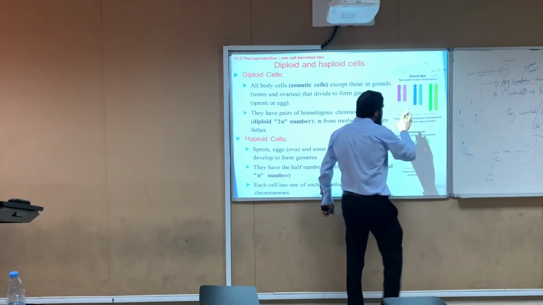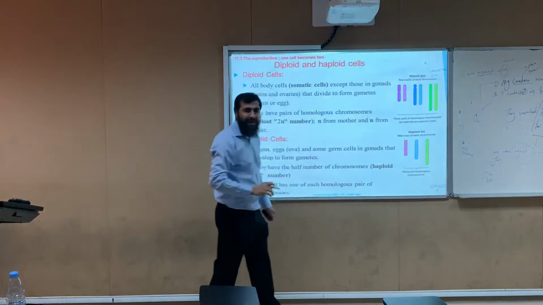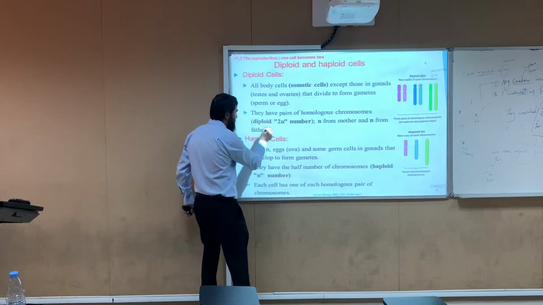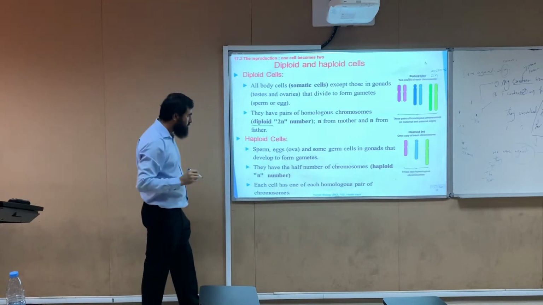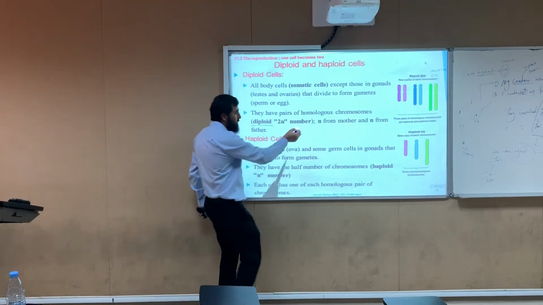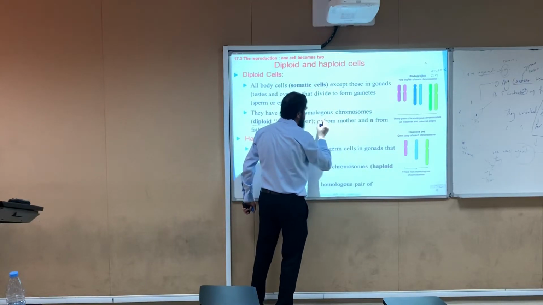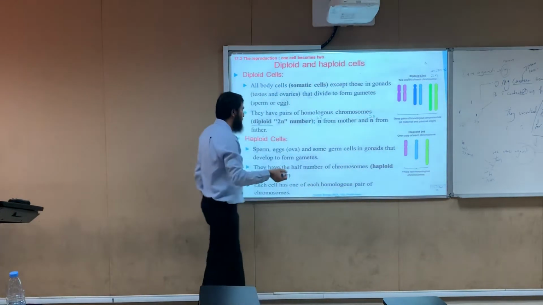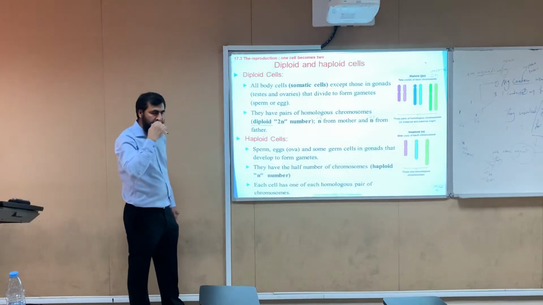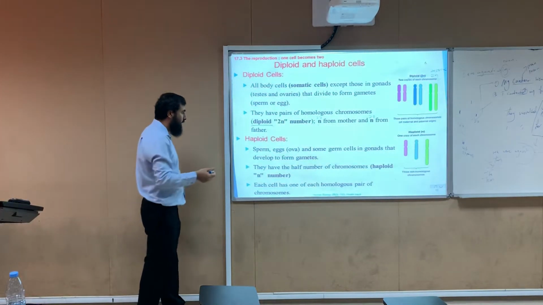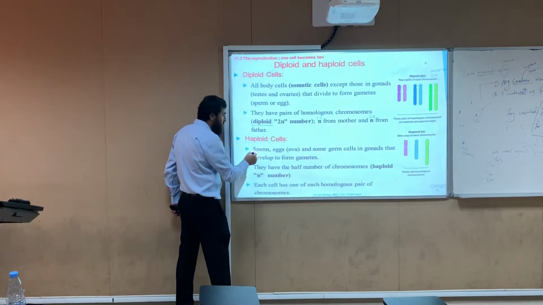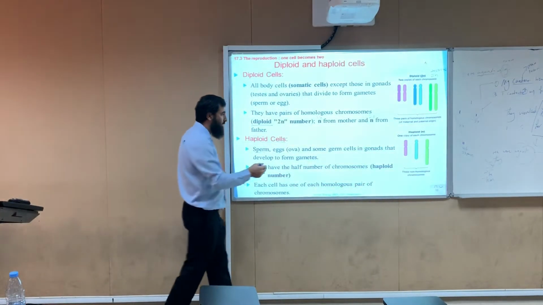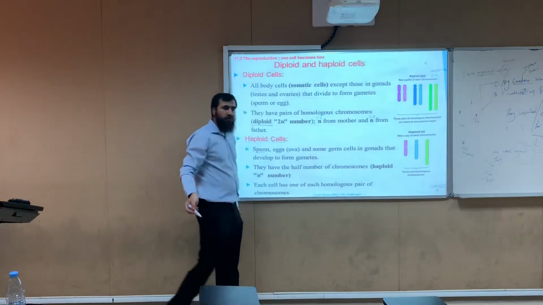So each chromosome is a homologous pair in diploid cells. In this case, N from the mother, N from the father. So in humans, 23, 23, which gives the 2N, 2 times N, 46. Now in haploid cells, as I mentioned, we find the sperm and egg, the gametes, which are made in the gonads, as I said, the ovaries and the testes.